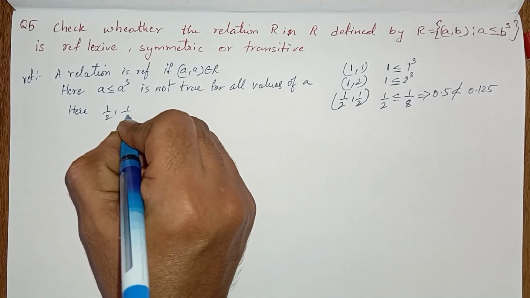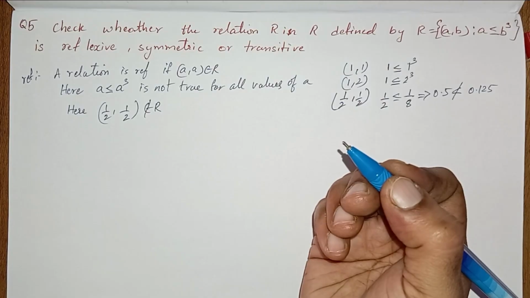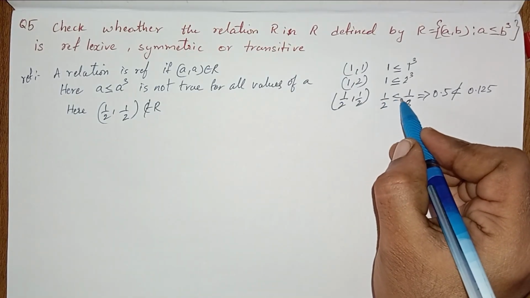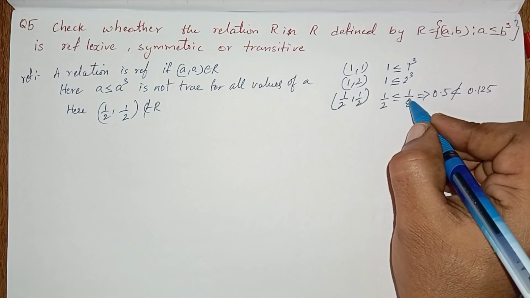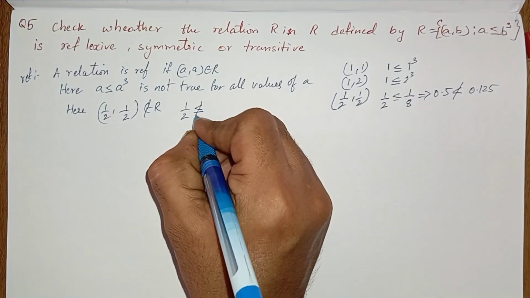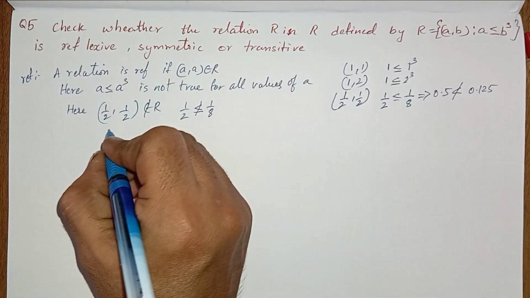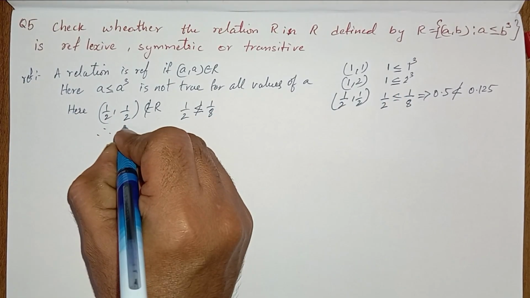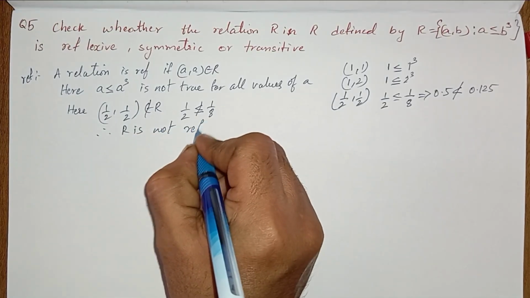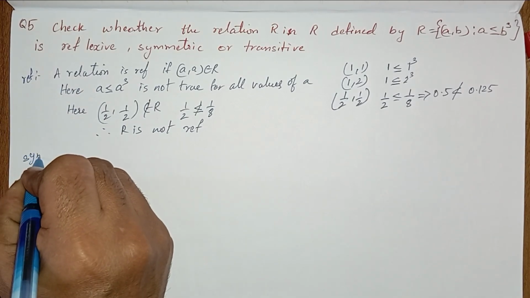Here 1/2 belongs to R, but 1/2 does not belong to R, because 1/2 is greater than 1/8, which is not possible. So (1/2, 1/2) does not belong to R. So 1/2 is greater than 1/8. So we say that this is not reflexive, because it is not true for all the values. So R is not reflexive.